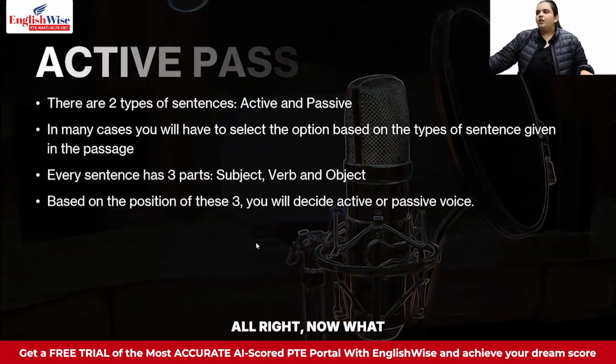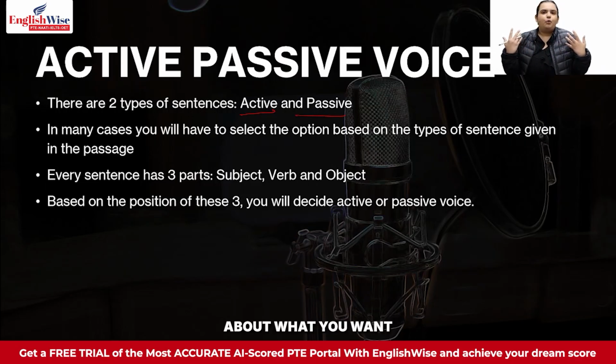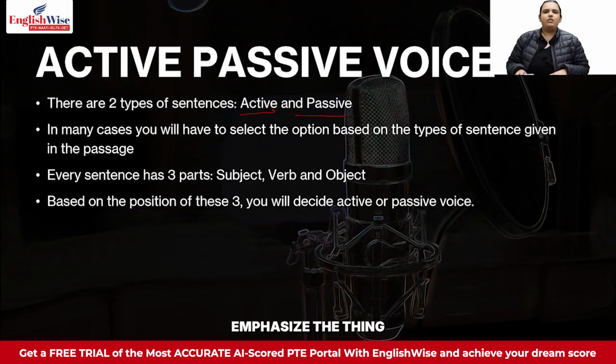Alright. Now what we need to know about active passive voice is that there are two types of sentences. One is an active sentence and one is a passive sentence. Now what is the major difference between an active sentence and a passive sentence? Basically, it's about what you want to emphasize. So if you want to emphasize someone who is doing the work, you use active voice. If you want to emphasize the thing the work is done on, you use a passive voice. So that's the difference between active and passive voice.